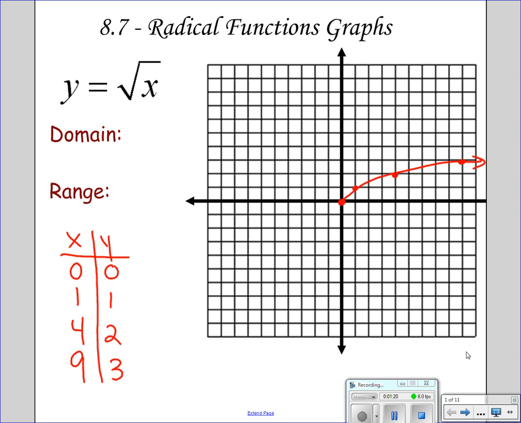So domain. You can't square root any negative numbers, and we're only graphing in the real plane. So x has to be greater than or equal to 0, because I started at 0 and went to all the positives. Now the range, when I square root, I only get positives out, so I started at 0 and went up. So y is greater than or equal to 0. It doesn't stop at 1, it goes up. But notice how as x gets bigger, y is getting bigger a little bit smaller.